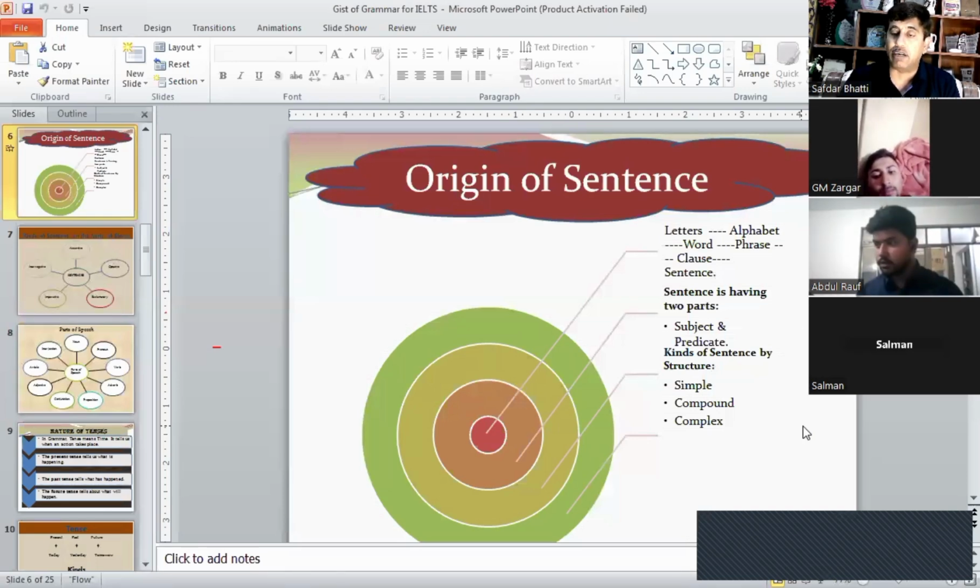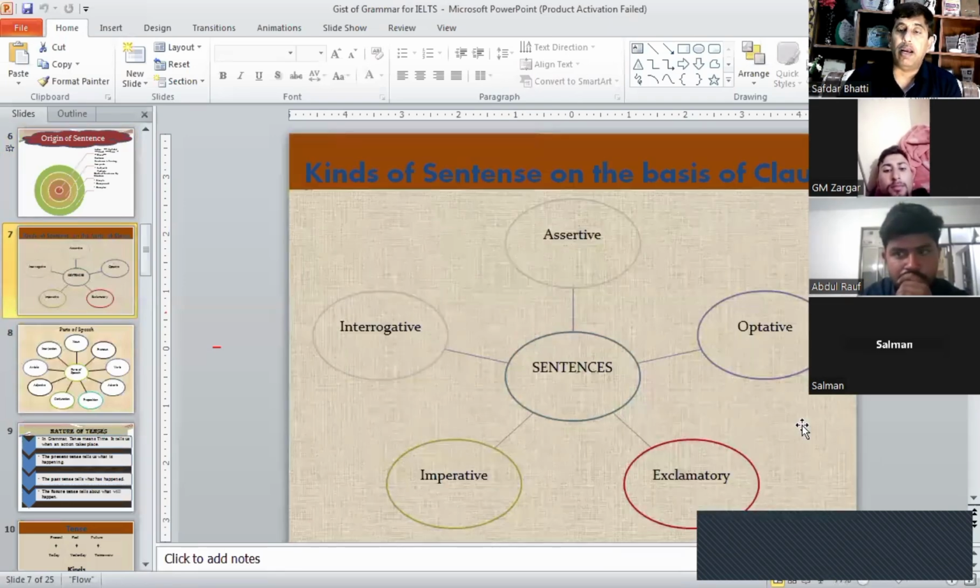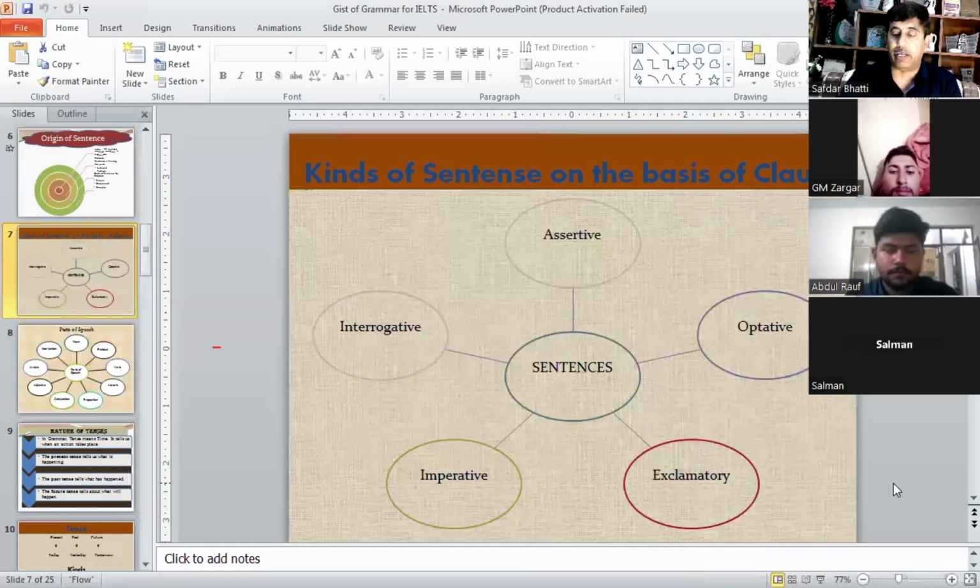There are three kinds of sentence on the basis of structure. One is the simple, second one is the compound, and the third one is the complex. And on the basis of clause, there are five kinds of sentence. One is assertive, and the second one is the interrogative, imperative, exclamatory, and optative.